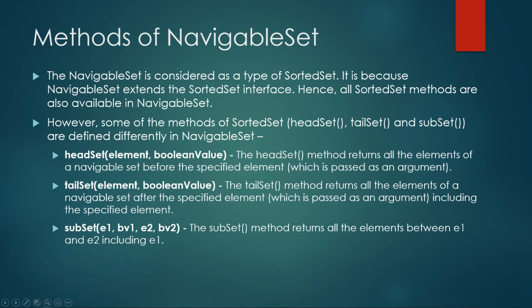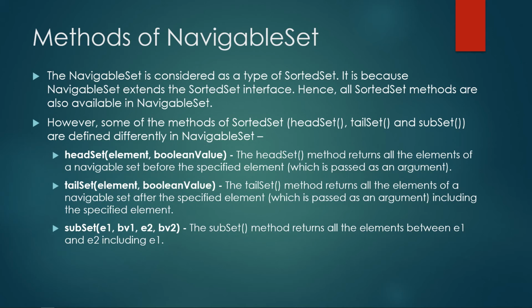So, methods of navigable set. The navigable set is considered as a type of sorted set because navigable set extends the sorted set interface. Hence, all sorted set methods are also available in navigable set. However, some of the methods of sorted set, like head set, tail set, and subset, are defined differently in navigable set. So, in the navigable set interface, the head set method returns all the elements of a navigable set before the specified element, which is passed as an argument.